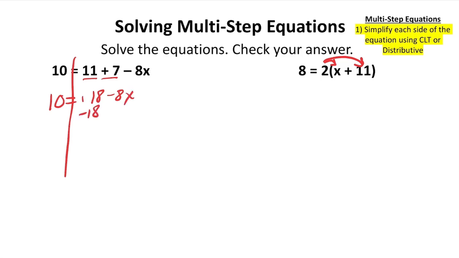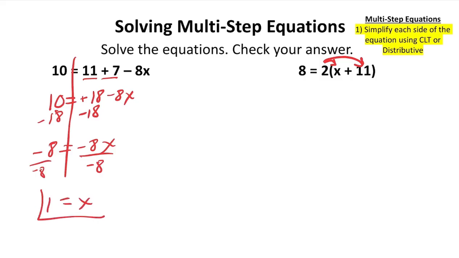And now that's a positive, so you use negative to get rid of it. We have negative 8 equals negative 8x. Divide by negative 8, and positive 1 equals x. Use your calculator for any of this arithmetic you need to do if you're not sure about it.